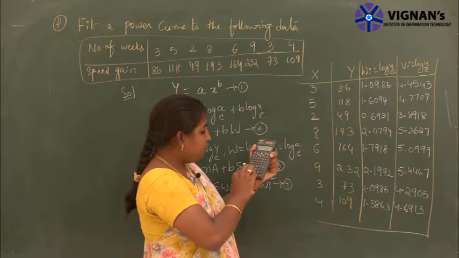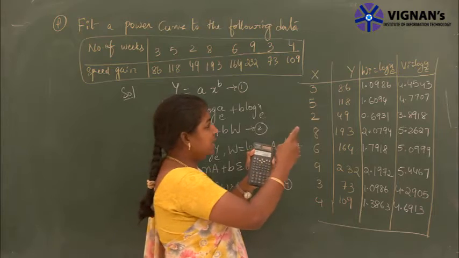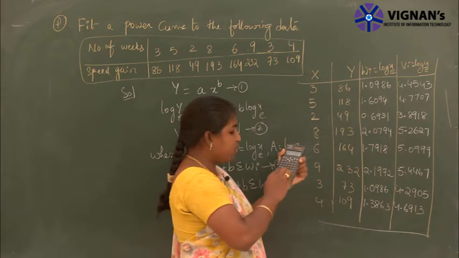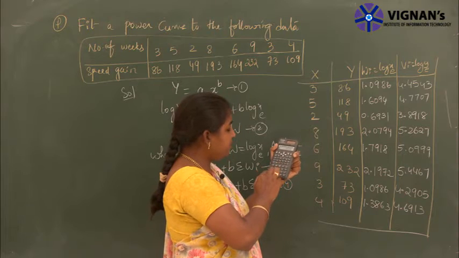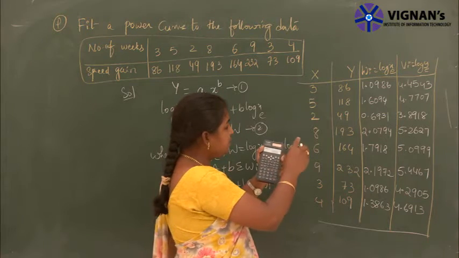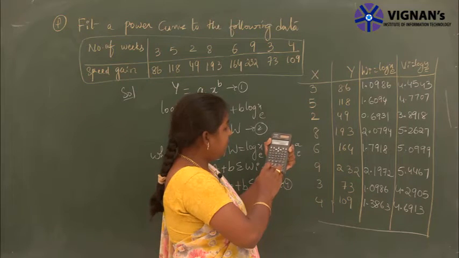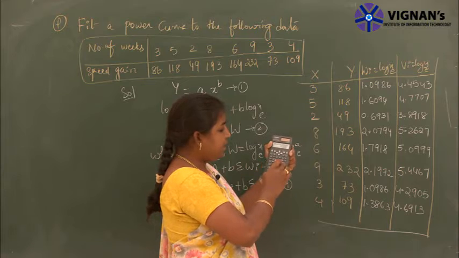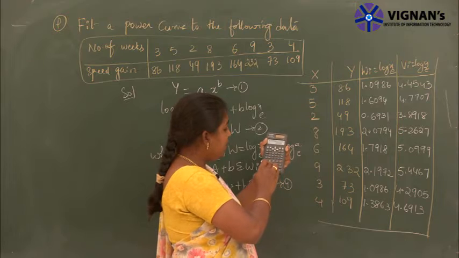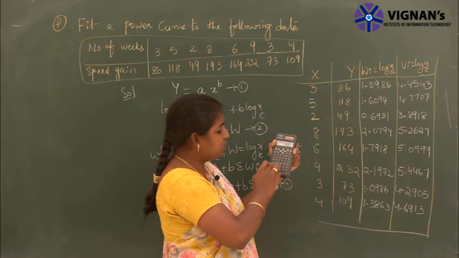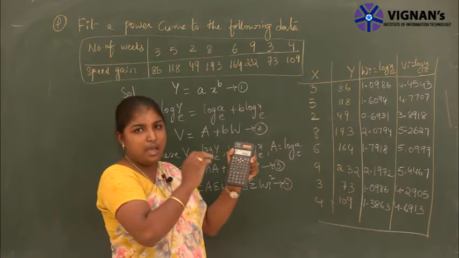1.0986 comma 4.4543 M plus. Next for the second value, 1.6094 comma 4.7707 M plus. Next 0.6931 comma 3.8918 M plus. 2.0794 comma 5.2627 M plus. After giving each and every value, you have to press M plus.